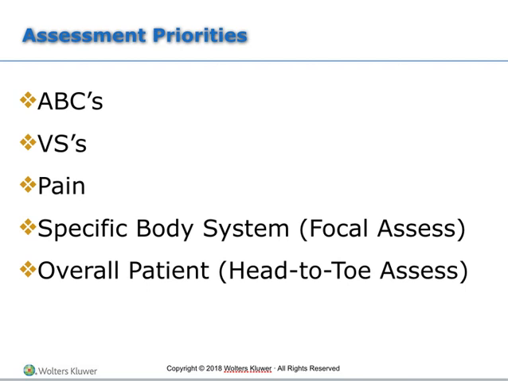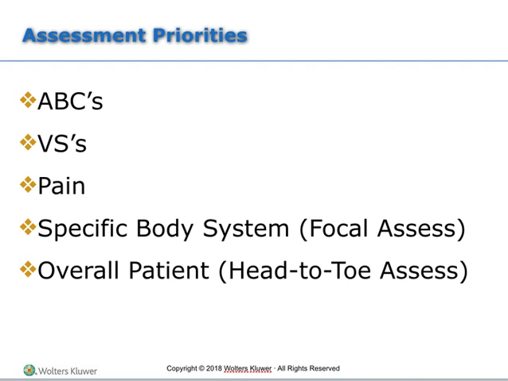So basically, when you step into a patient's room, you should be thinking ABCs: airway, breathing, circulation. Do they have an open airway? Are they breathing adequately? And is the blood circulating or perfusing? Then we're going to get our vital signs, then we're going to do our pain assessment, and then we're going to focus on whatever body system is impaired.